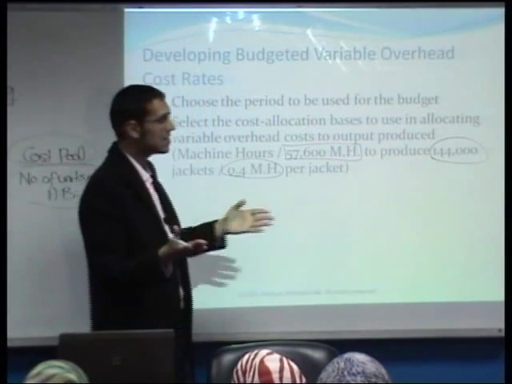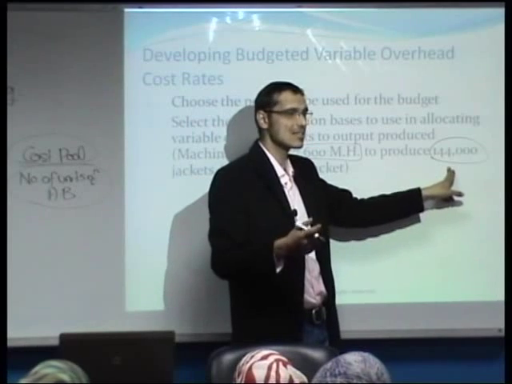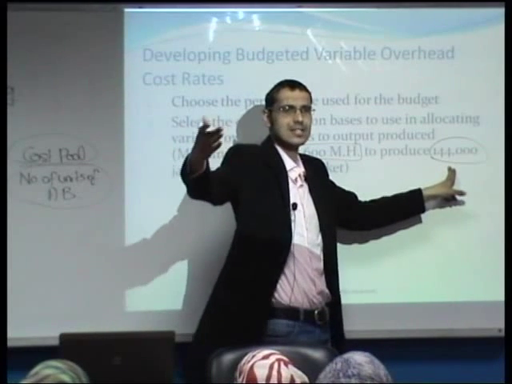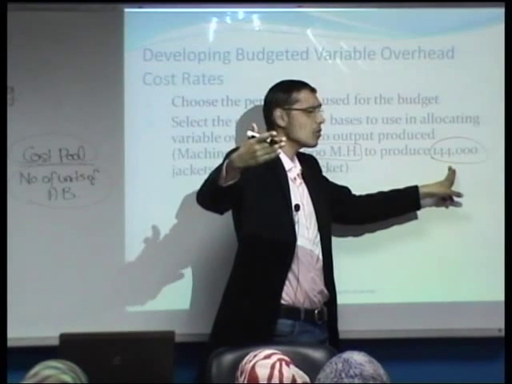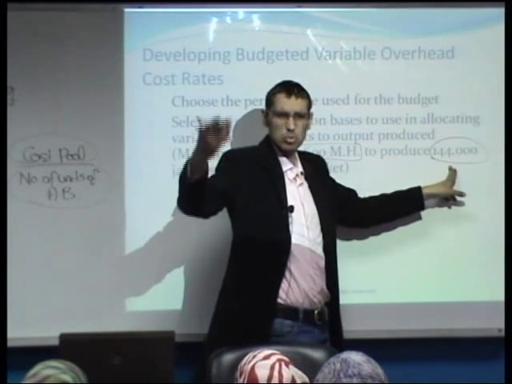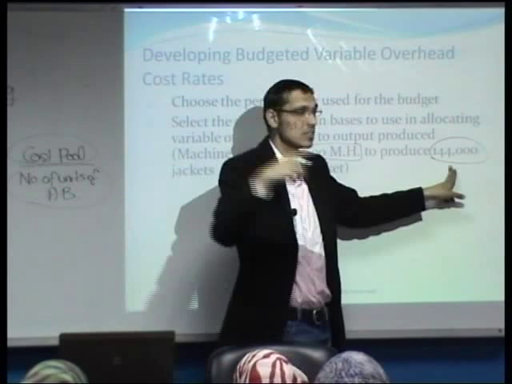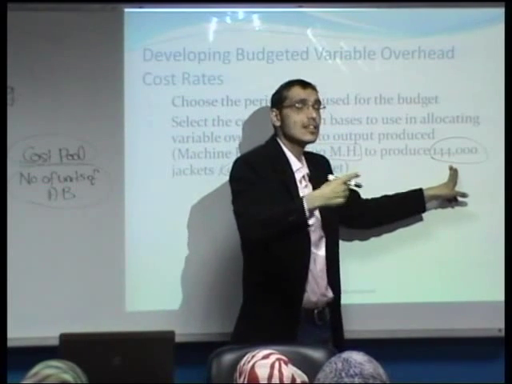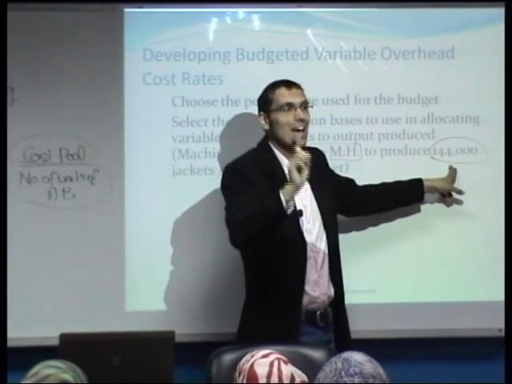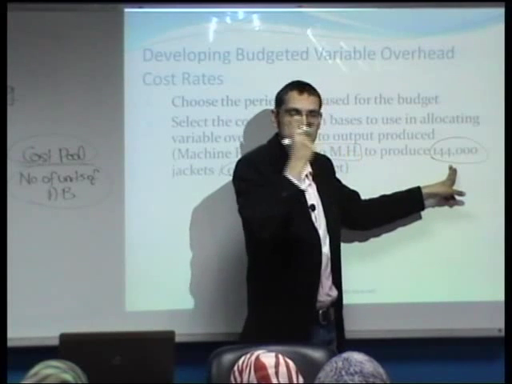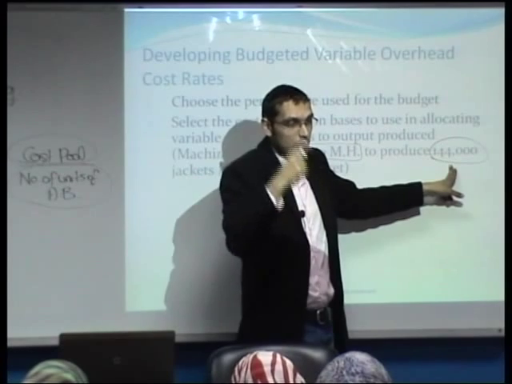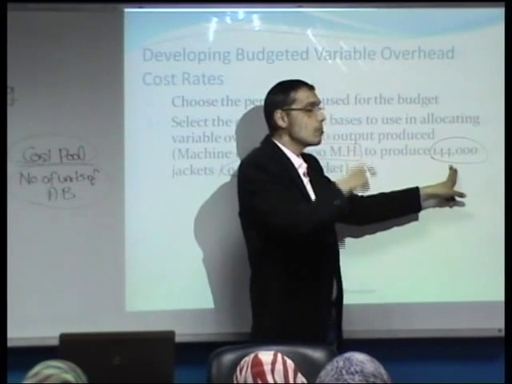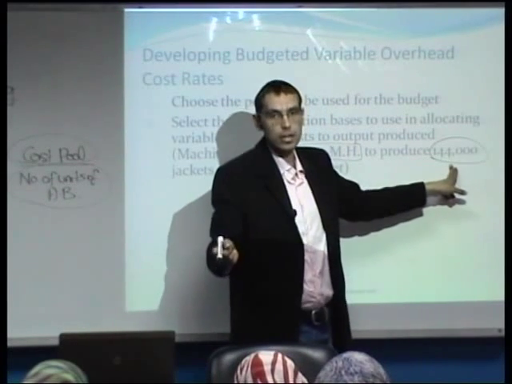Of course, as we can see here, 144,000 is a much larger number than the 10,000 units that we took in the example. But this 144,000 is for a 12-month period. It is not only for one month. It is not only for the month of April, but this number is for the whole year.